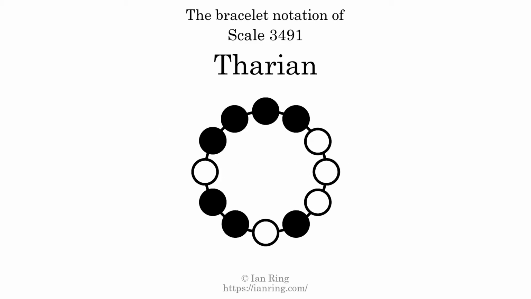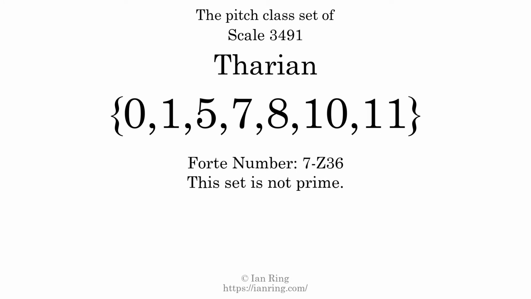This is a bracelet notation diagram of scale 3491. The shaded circles represent tones that appear in the scale, and they are read clockwise, starting at the top. The pitch class set for this scale is 0, 1, 5, 7, 8, 10, 11. The forte class is 7Z36. This set is not prime.